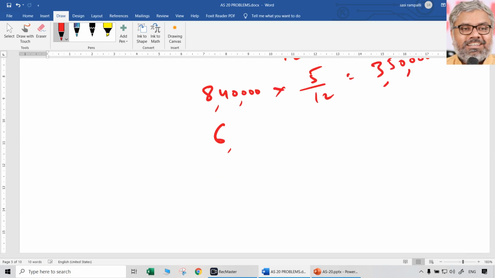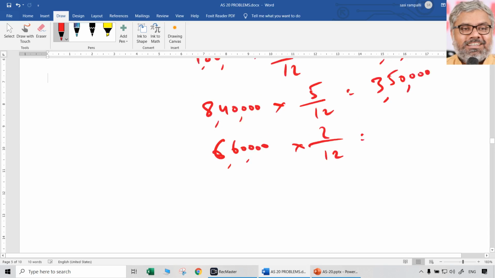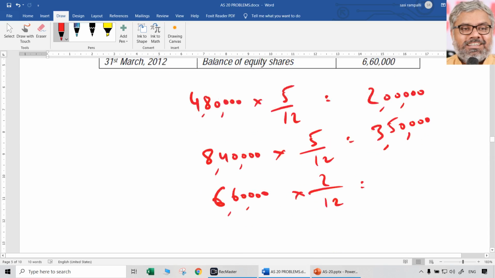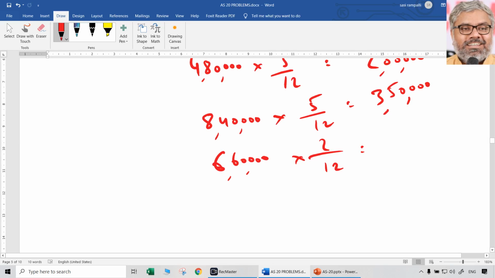6,60,000 rupees will be outstanding for how many months? Naturally 2 months. Why? Because at the beginning of February only these were bought back. So 6,60,000 into 2 by 12. That will be 1,10,000. That's it.